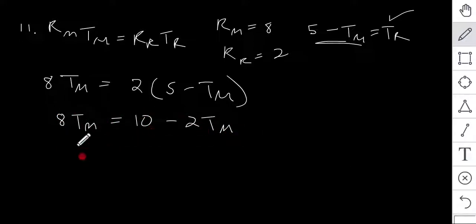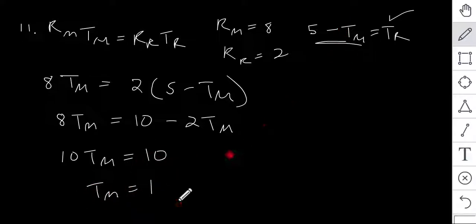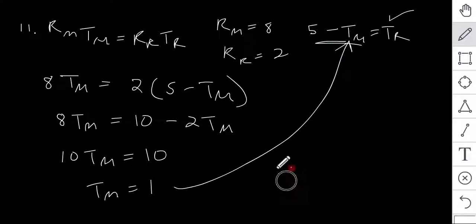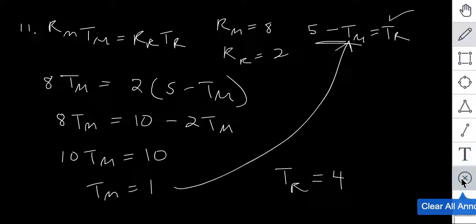And we're going to get, I'm going to add that, so we're going to get 10 t sub m equals 10, and we're going to get t sub m equals 1. And then we can get t sub r by bringing this right up here, plugging it in there. And so we're going to get t sub r equals 4. All right, let's do the next one. It would be lesson 17, number 17.